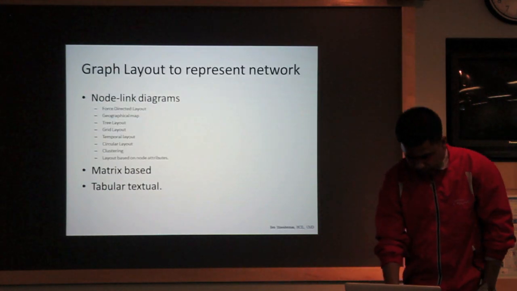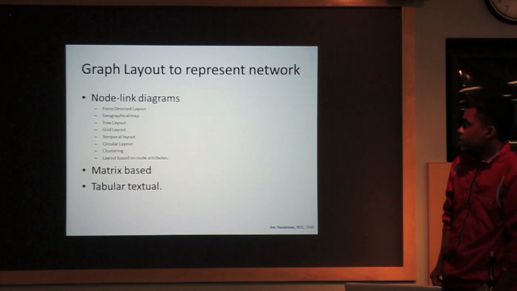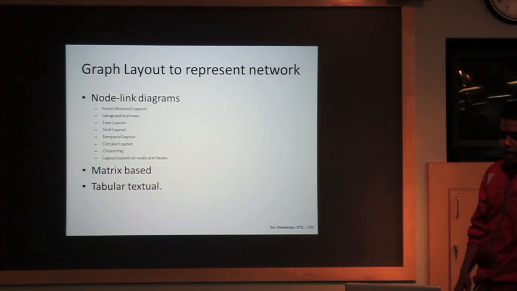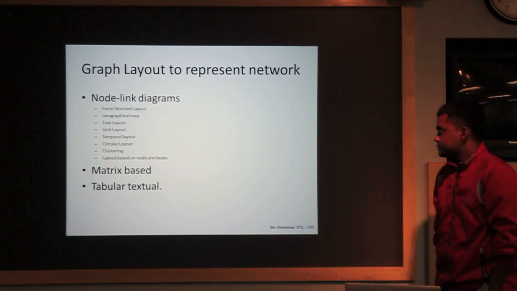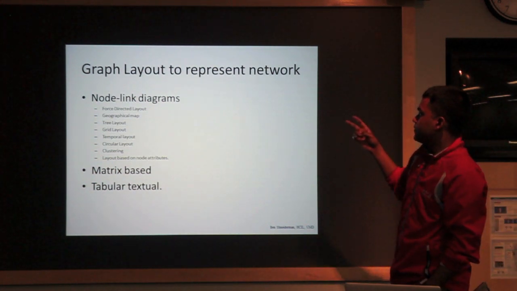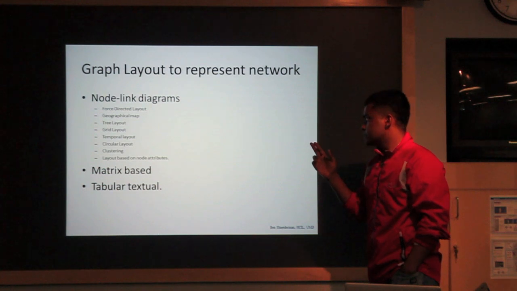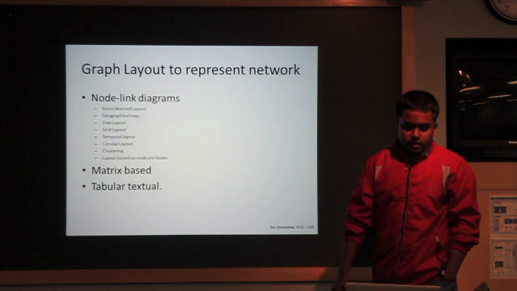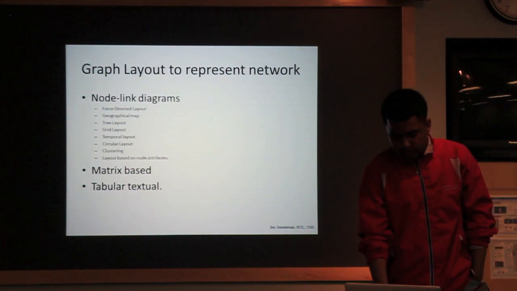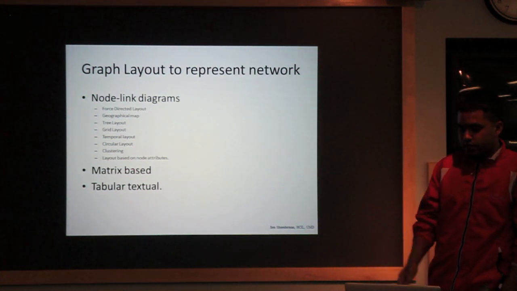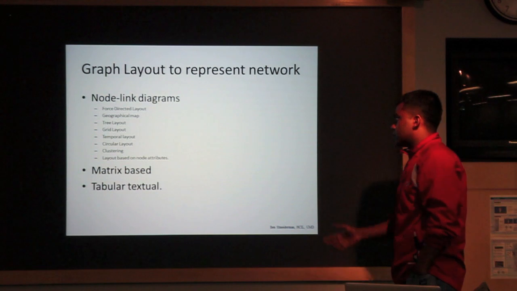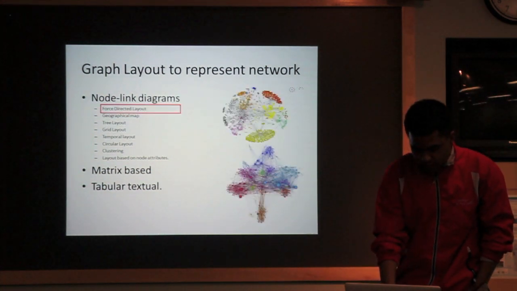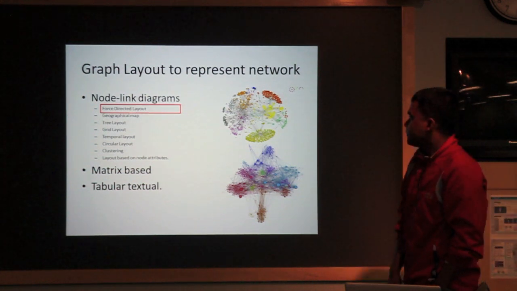So to represent this kind of network, they use different kinds of layout algorithms, and most of them are divided into two areas, like node-link diagrams and matrix-based. And these layout algorithms are basically based on the position of the nodes, like how you position the nodes. And the most popular of these layout algorithms is called the force-directed layout.